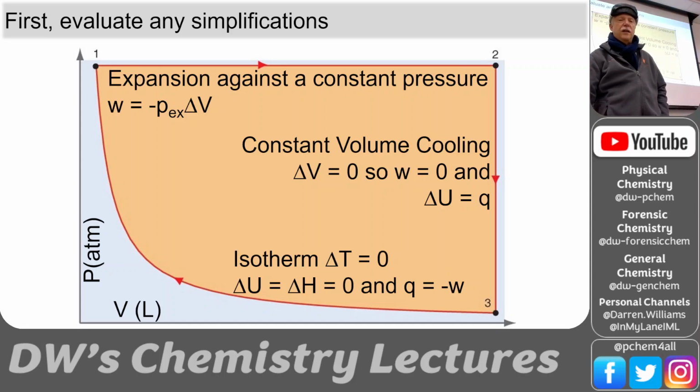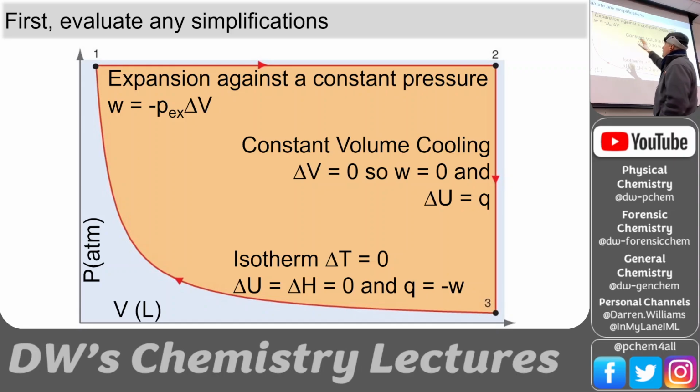We can evaluate this. At the top, we've got expansion against a constant pressure. Well, we know an equation for that. We know that one of the work equations is minus P external times delta V. And delta V is easy. We've got the maximum volume and the minimum volume. We'll put numbers on those in a minute. Then we have this constant volume cooling.